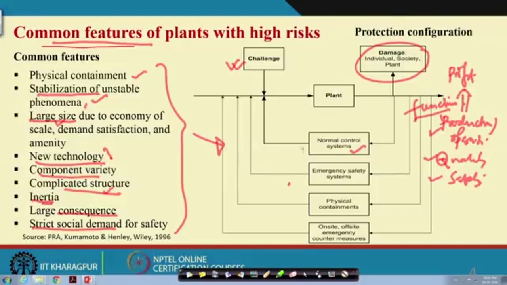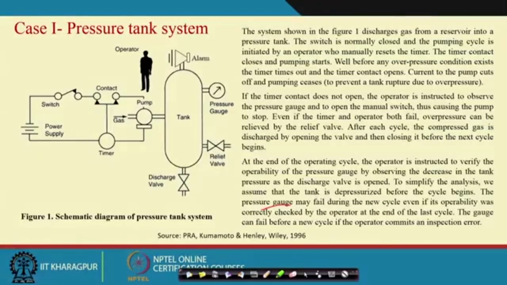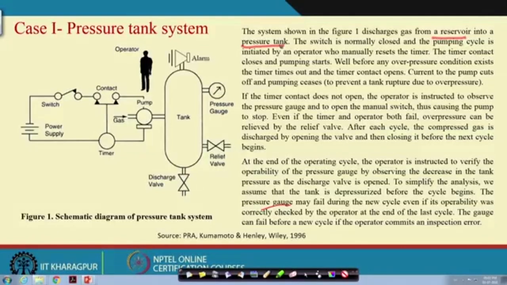Before coming to this normal control system, again let me go to the example here. This example I have taken from Kumamoto's book. This is a pressure tank system. The system shown in figure 1 discharges gas from a reservoir into a pressure tank. The reservoir gas goes through a pump to the pressure tank. The switch is normally closed. The pumping cycle is initiated by the operator, who manually resets the timer. There is a timer; it basically determines how long the pump will run.